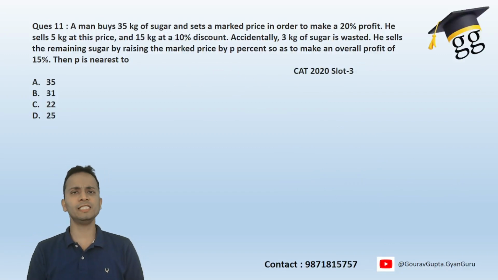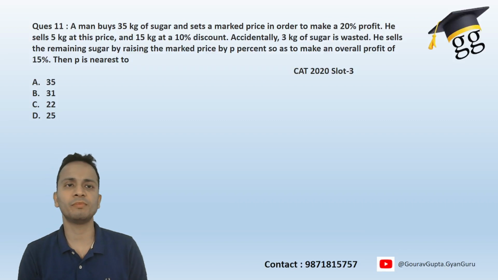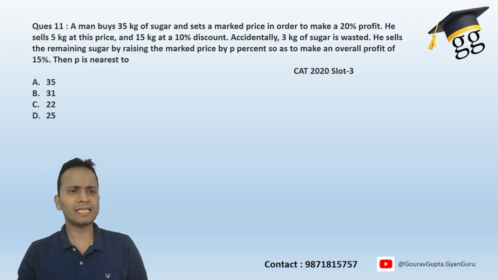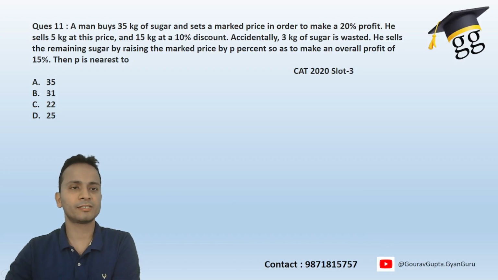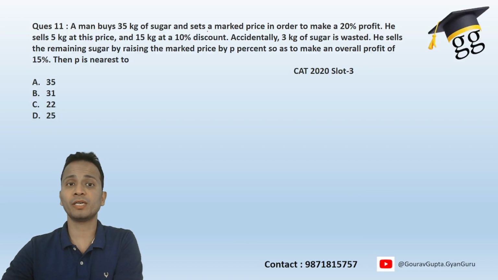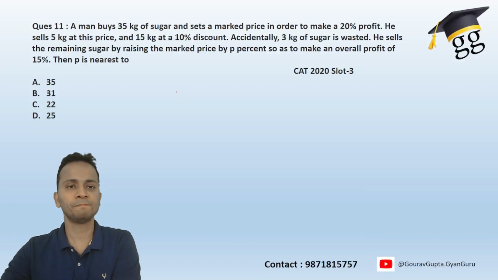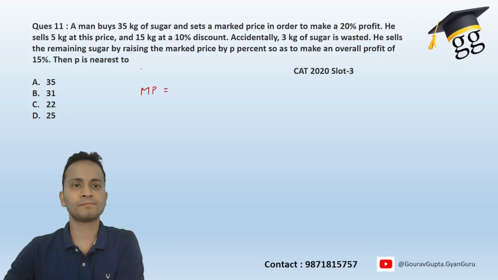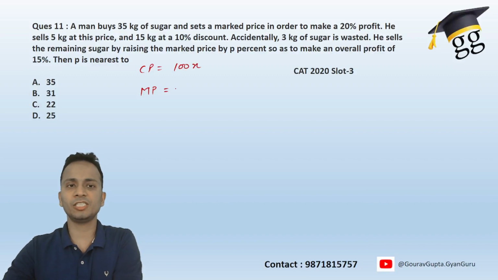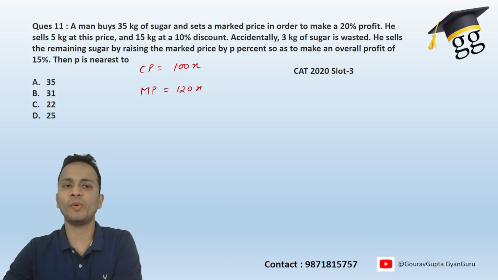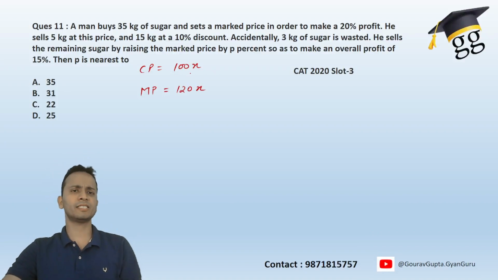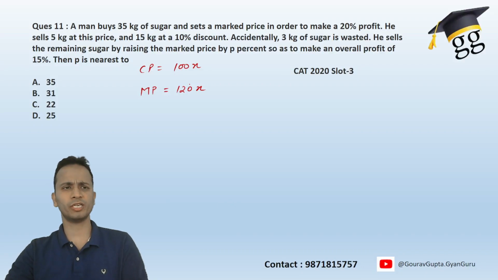One last question in these last 4 years, CAT 2020 slot number 3. Slightly tricky question ये है, ठीक है? Be careful looking at this. A man buys 35 kg of sugar and sets a mark price in order to make a 20% profit. So let's say cost price of 1 kg is 100x, so mark price will be 120x. 100x की जगह x भी consider कर सकते थे, but 100 looks more convenient.